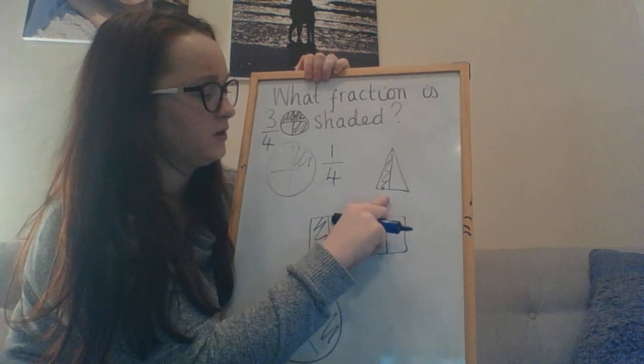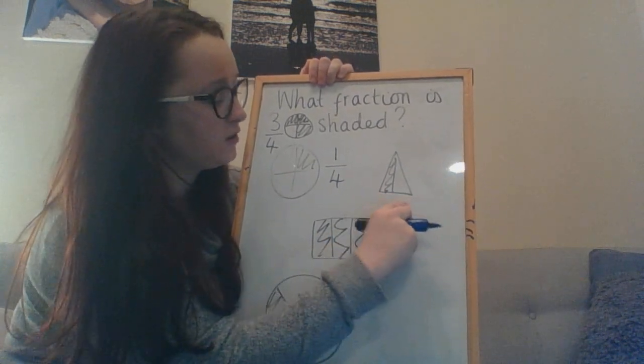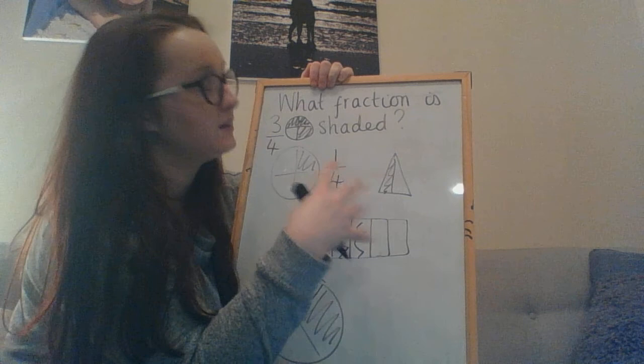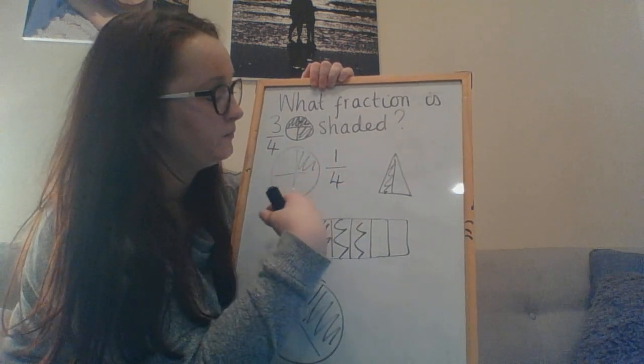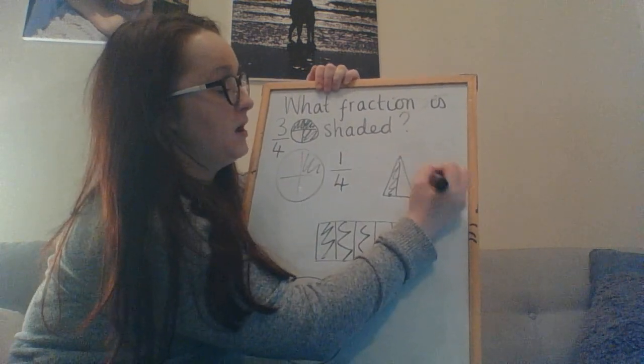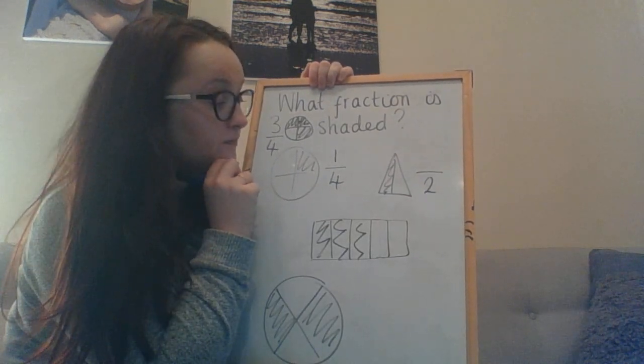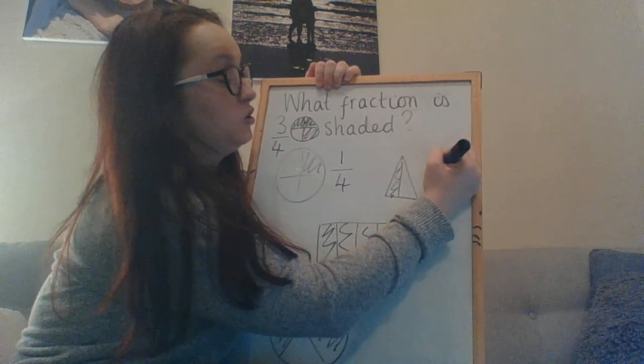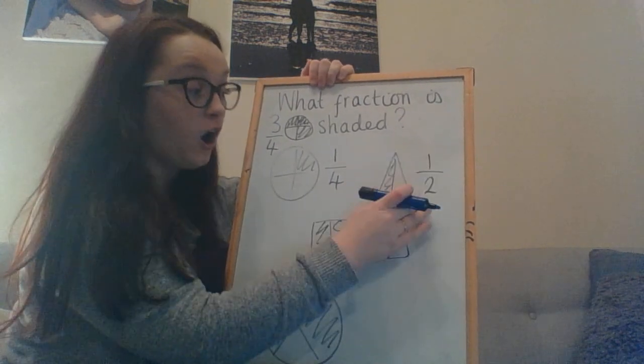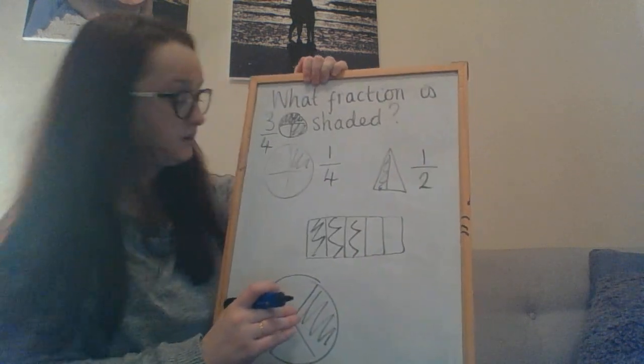Let's move on to the triangle. Now if I look at my triangle, how many pieces are all together in my whole? I've got 2 in my whole, but how many is shaded? I've only got 1 that's shaded, so here I've got half of my triangle that's shaded.